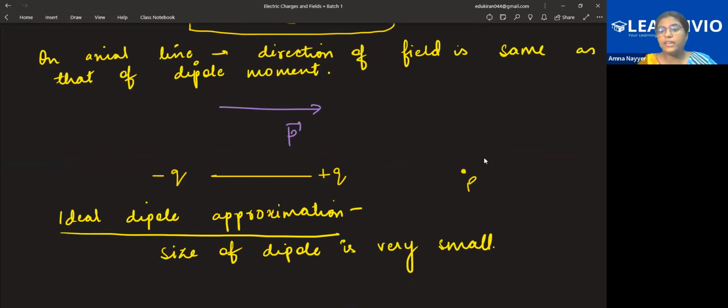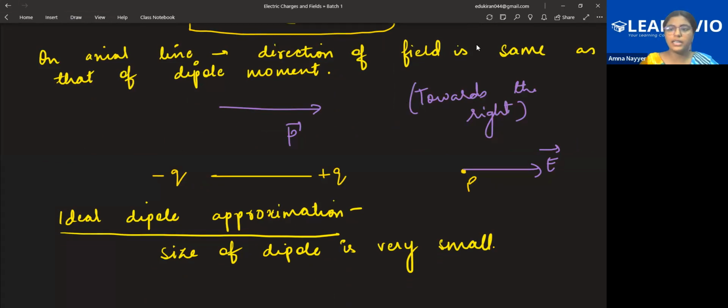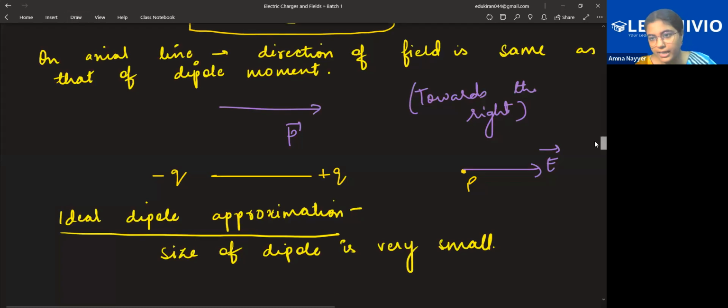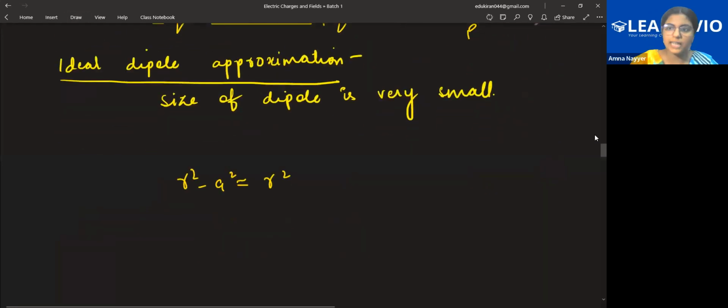So at the point when I am calculating the electric field, it will also be having the same direction, that is towards the right. All right. Now, one more thing regarding the ideal dipole approximation. So, ideal dipole approximation basically says that we have the size of dipole which is very small. All right. The size of dipole is very small.